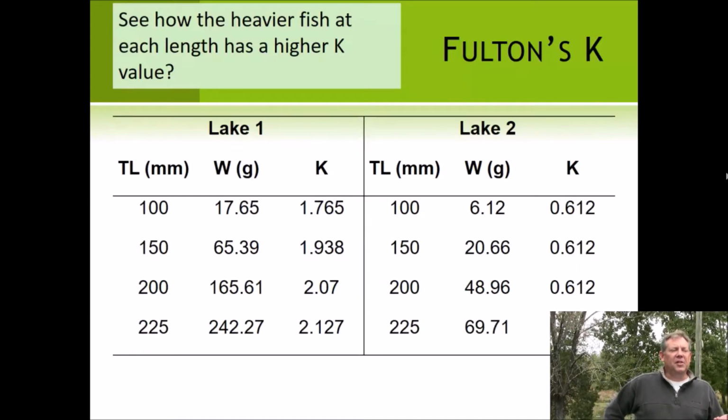And so if you look at some simple examples here, you can see you've got two lakes, and we've got 4 fish in each lake, and they're all the same size from each length. We've got 100 millimeter up to 225 millimeter. And in one lake, the fish are relatively heavier at each length compared to the other one, and you can see the value for Fulton's K in that third column. And so at any length, the heavier fish has a higher value because it's in better condition. And you can see how Fulton's K is around 1 because of that scaling factor.